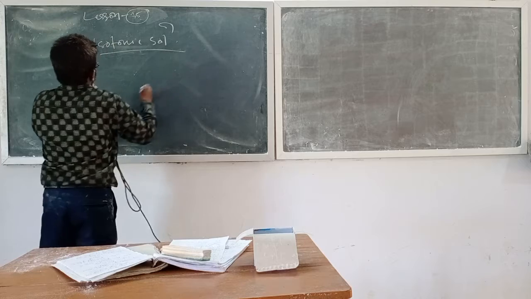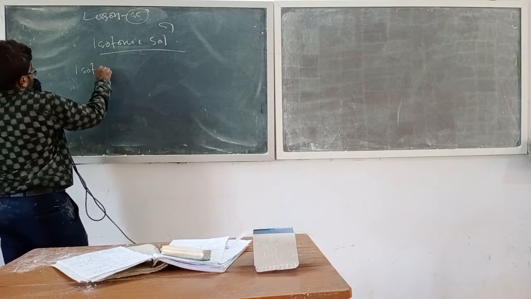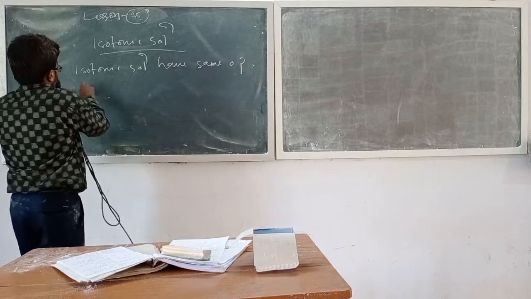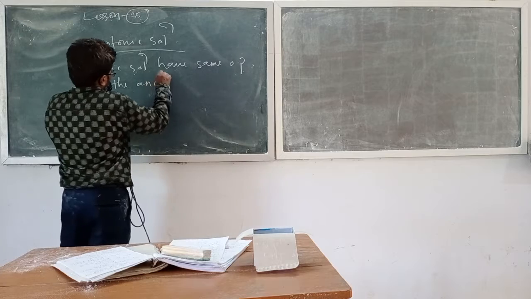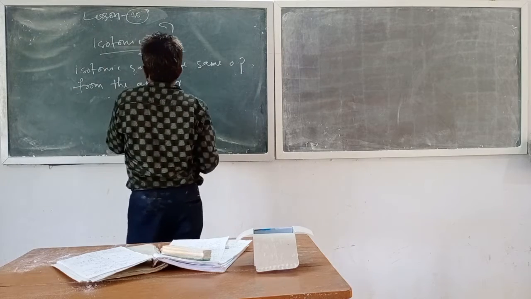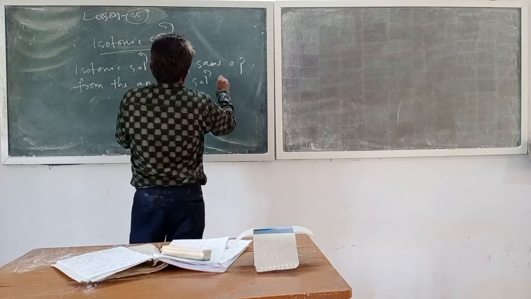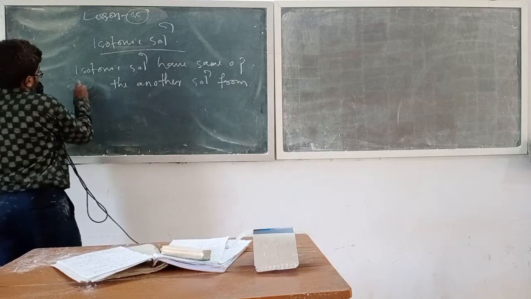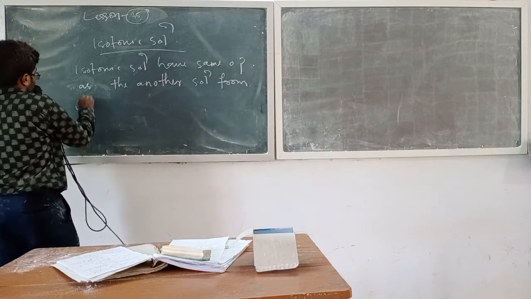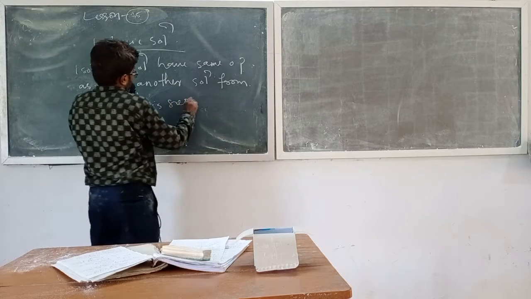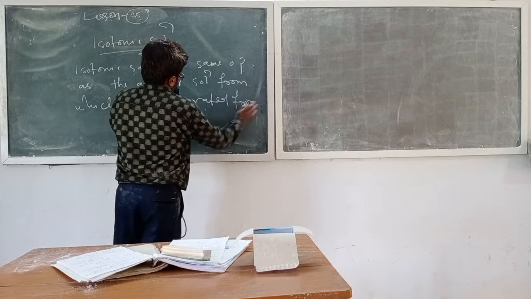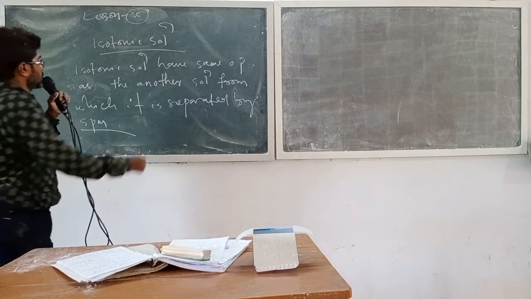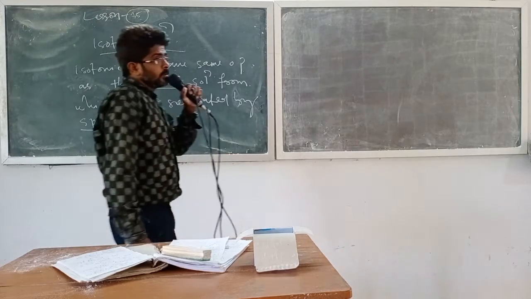Isotonic solution. An isotonic solution has the same osmotic pressure as the other solution from which it is separated by a semi-permeable membrane.